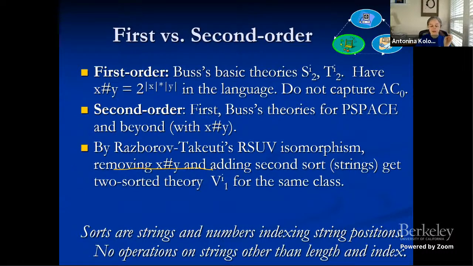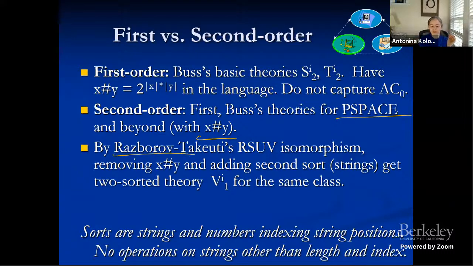So before I go on, just to quickly mention for people who are familiar with Buss's theories, the difference here is that in our language, we only have plus and times, but we do have strings. So some already had theories, the second order object, he defines theories for P space, for exponential time, and so on. And there he used that extra function in the language in order to define bigger things.